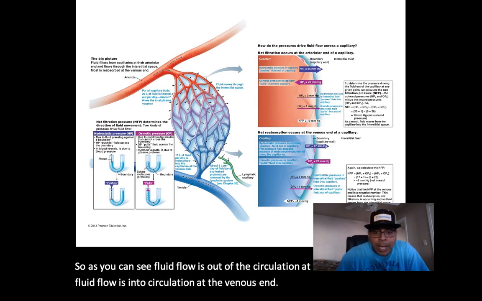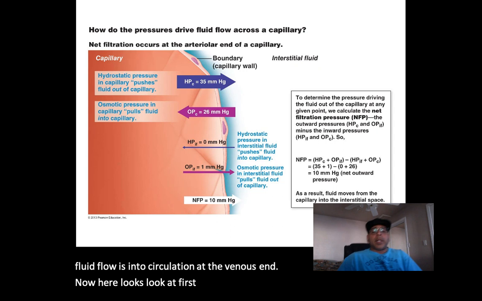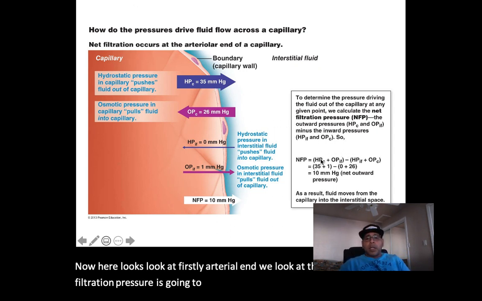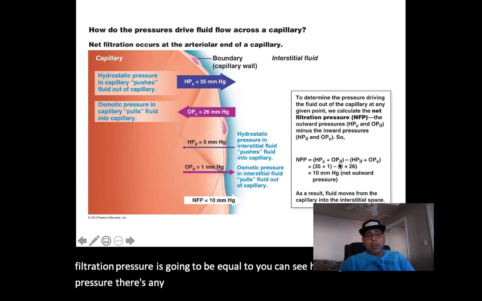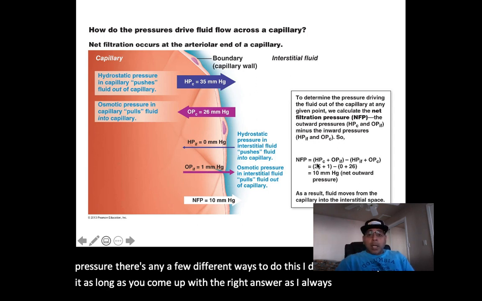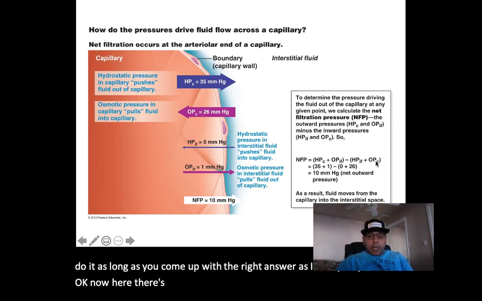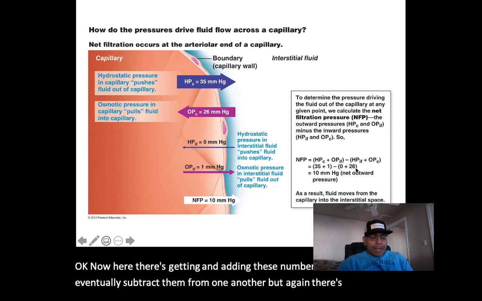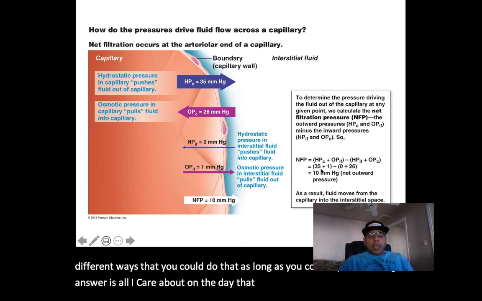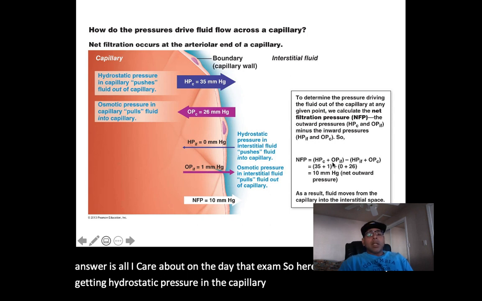Now here, let's look first at the arterial end. Net filtration pressure is going to be equal to, you can see here, hydrostatic pressure. There's a few different ways to do this. I don't care how you do it, as long as you come up with the right answer, as I always say. Here they're adding these numbers and then subtracting them from one another, but there are many different ways you could do that. As long as you come up with the right answer is all I care about on the day of that exam.